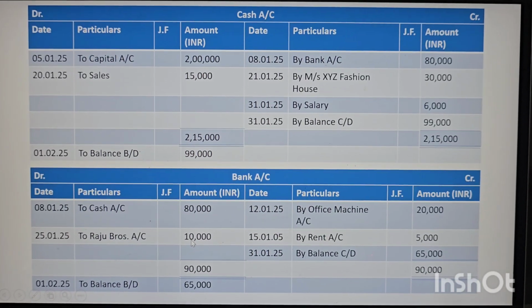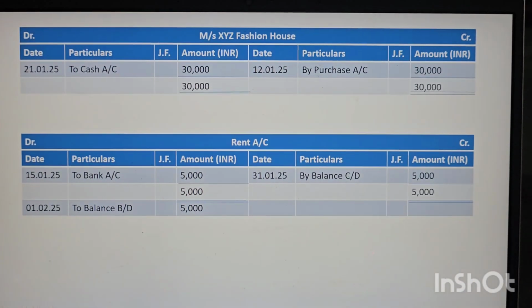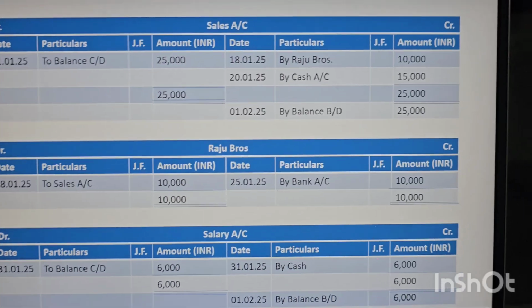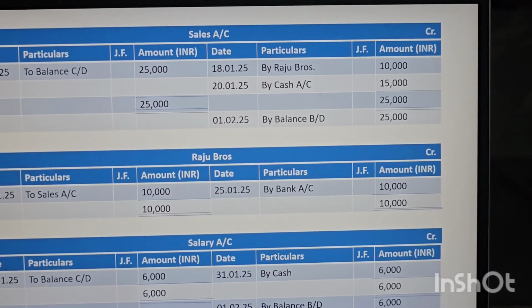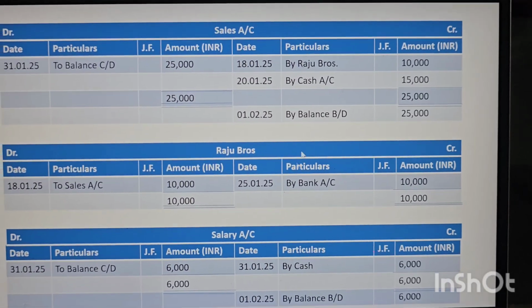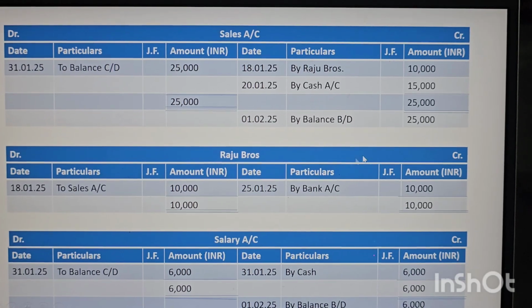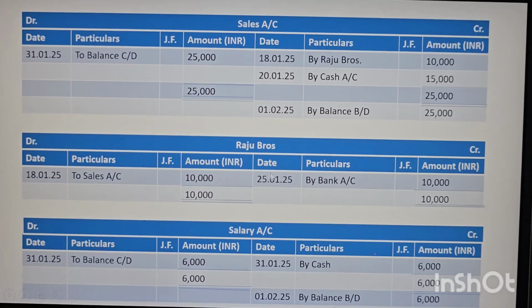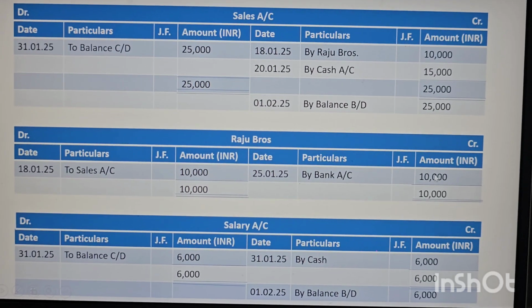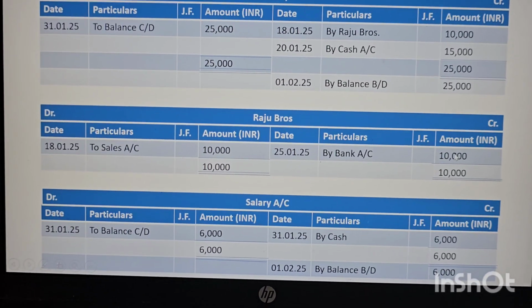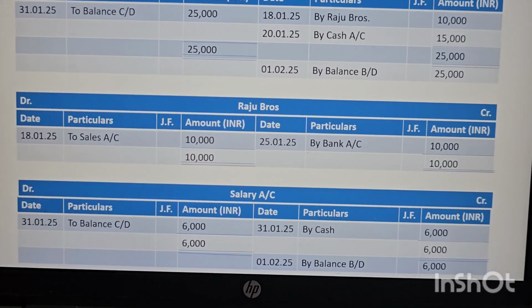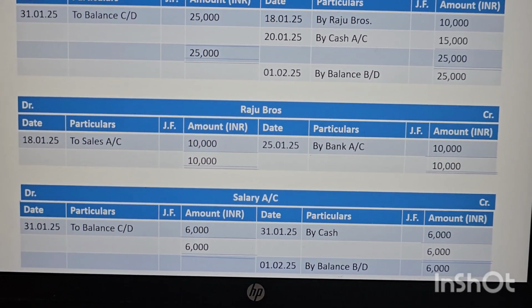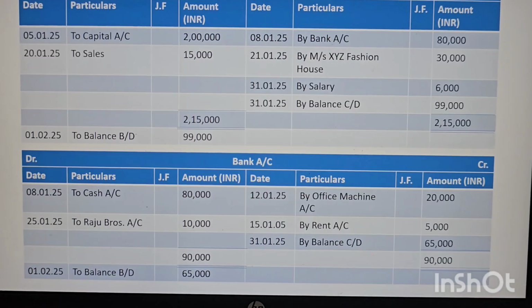And if I go and check the Raju Brothers account, we see we are crediting the account of Raju Brothers by 10,000 by putting the transaction as by bank account of 10,000. So that is how we are putting the transaction of this payment that we have received.